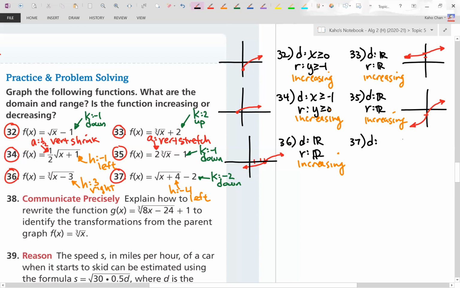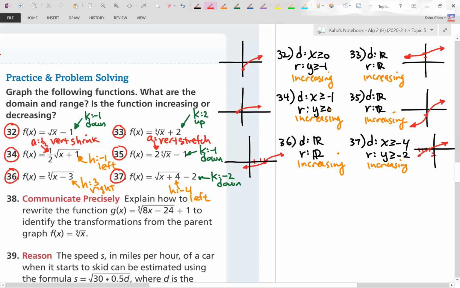Domain is x is greater than or equal to -4, because that's your h value. Range is y is greater than or equal to -2. It's also increasing. Oh, wow. Left 4, down 2. All right. Left 4, down 2. 2, 3, 4, down 2. There it is. There's my function.